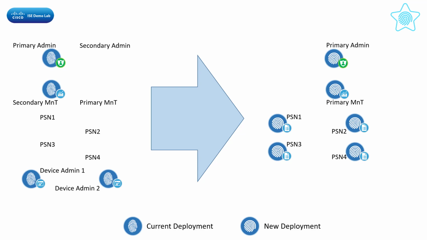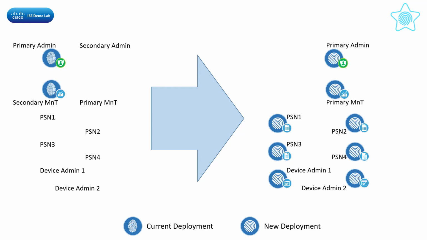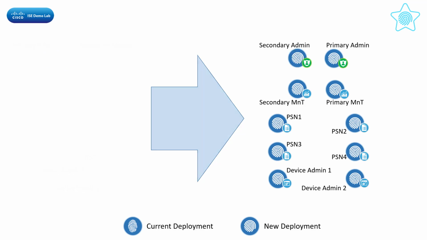Do them in the order they are listed in your network devices. Then move on to the device admin nodes and any other PSN subnode types. This includes PX Grid nodes and SXP nodes. When you're done with that, the secondary monitoring node is next, followed by the last node, the primary admin node, which will become the secondary admin node in the new deployment.